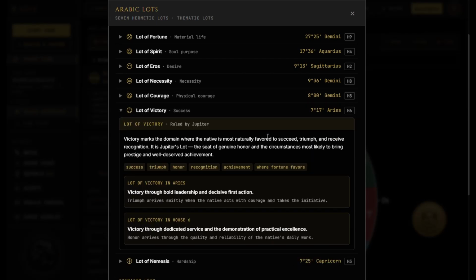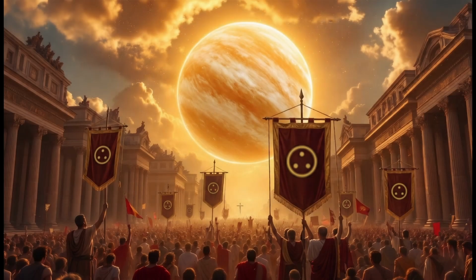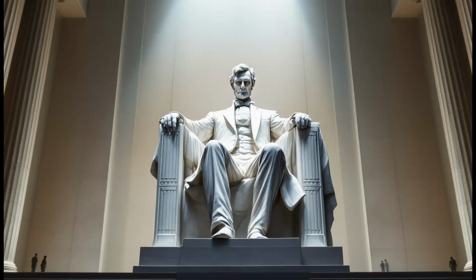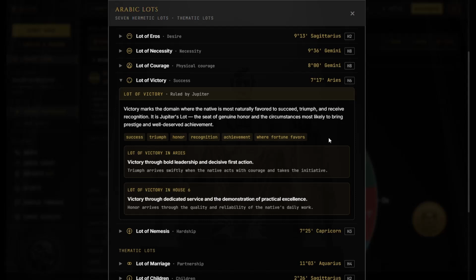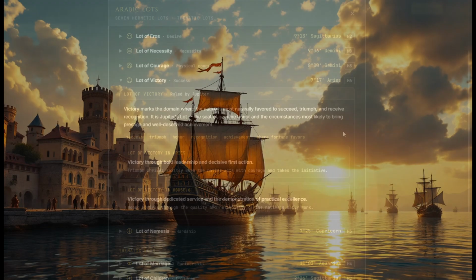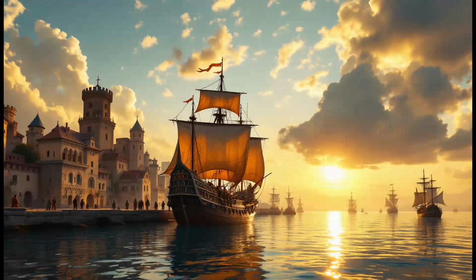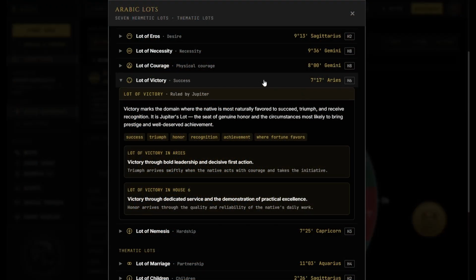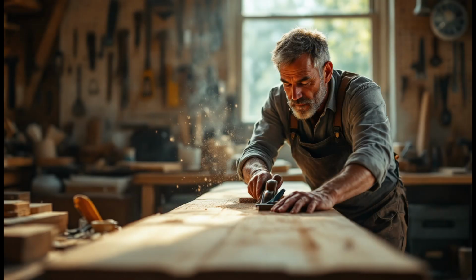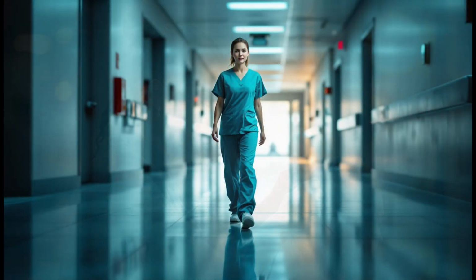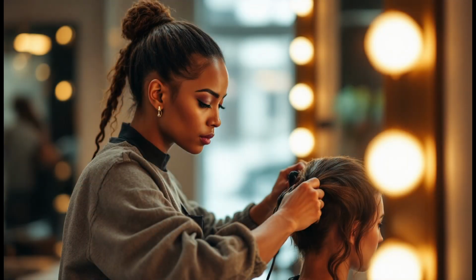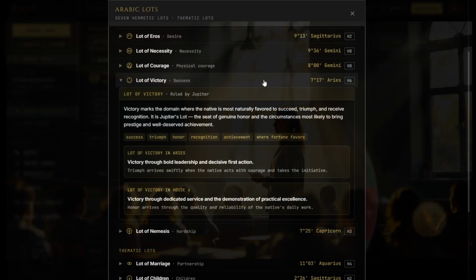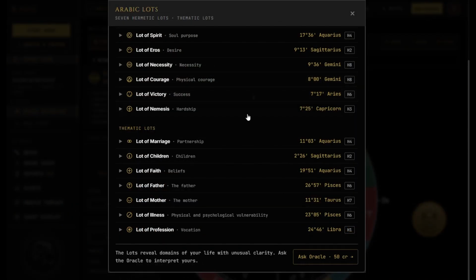The lot of victory, ruled by Jupiter. Success, honor, achievement, where effort produces lasting recognition. A well-placed lot of victory indicates areas of life where persistence pays off and where the native tends toward favorable outcomes over time. This is one of the most practically useful lots for career and vocation questions. Where victory falls and the condition of its ruling planet gives a strong indication of where a person's sustained effort is most likely to be recognized and rewarded.